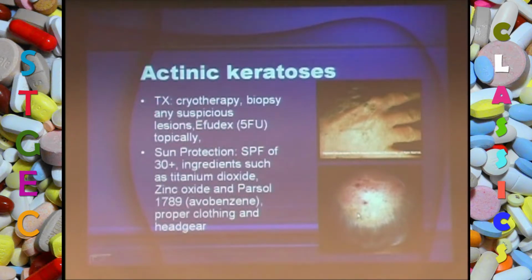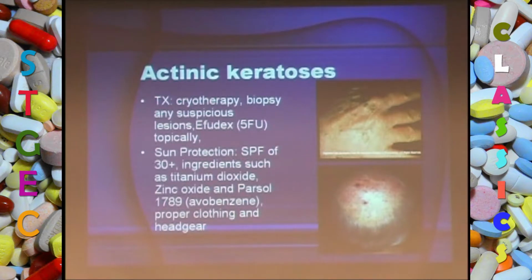Treatment generally involves, in the dermatology clinic, cryotherapy with liquid nitrogen, just kind of blasting away that area, and then that area will form a little crust and scab over and heal in about 2 weeks. If there's a lesion that's particularly suspicious, it should be biopsied. The other treatment is Fudex, and there are some other variations on the market, but it's basically a topical chemotherapeutic agent. It's 5-FU that's applied topically twice a day for about 3 to 4 weeks, and that will also take care of the problem.